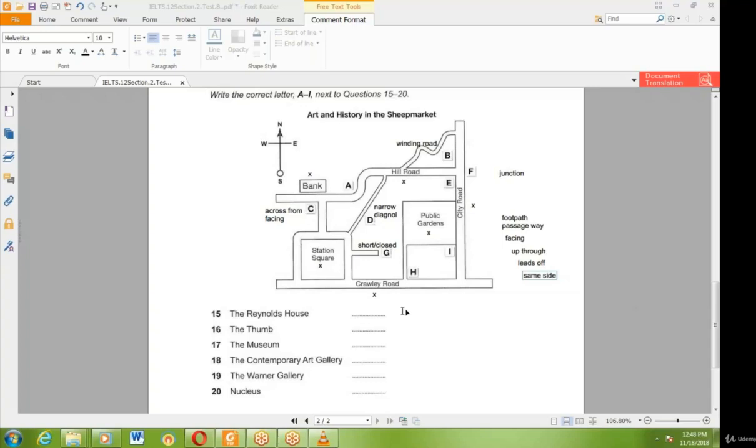Okay. All right, I'm going to go ahead and play it. Now remember, these go in order. First you're going to hear 15, then 16, then 17, then 18, then 19, and then you're going to hear 20. Right? All the questions for IELTS listening go in order. All right? So the first thing they're going to tell you is where Reynolds' house is. Okay? Then they're going to tell you where the thumb is, then the museum. It never goes out of order.